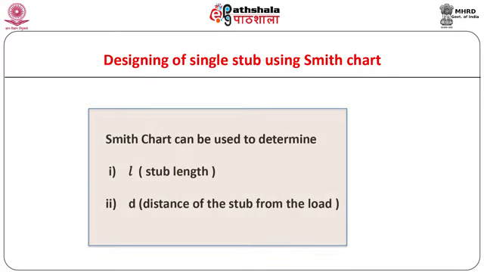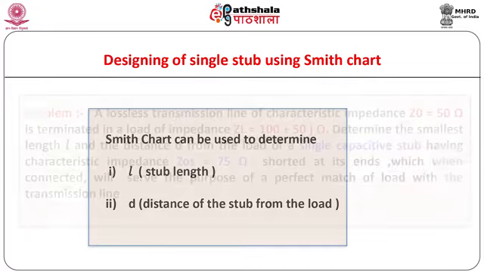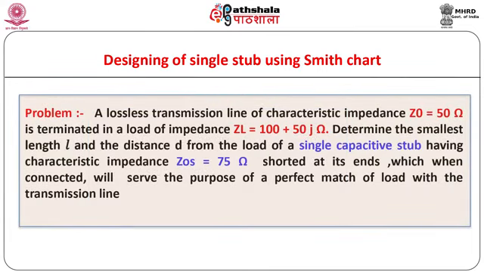Let us try to understand how the two quantities, namely stub length L and its distance D from the load, can be determined using Smith chart. Instead of discussing theoretically, let us discuss it with the help of a numerical example. The statement of the problem concerned is as shown. The problem reads like this.